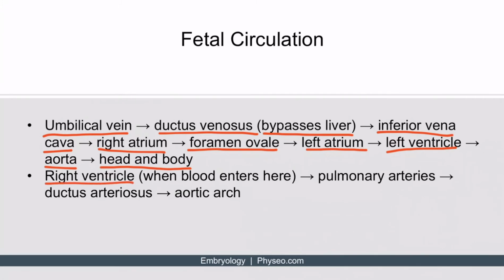Now let's think a little bit about the right ventricle. When blood happens to enter here, it will be sent to the pulmonary arteries, but instead of going to the lungs, blood will travel through the ductus arteriosus and enter the aortic arch. Now let's discuss the changes that happen after birth.